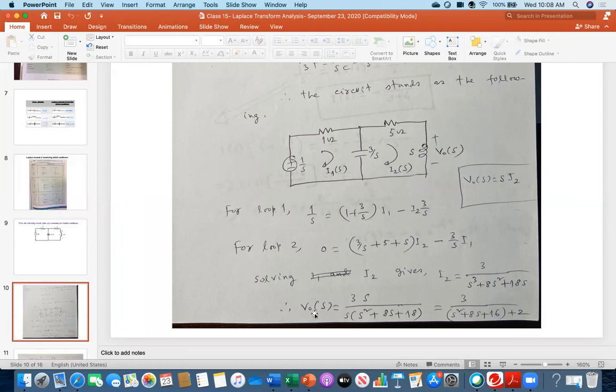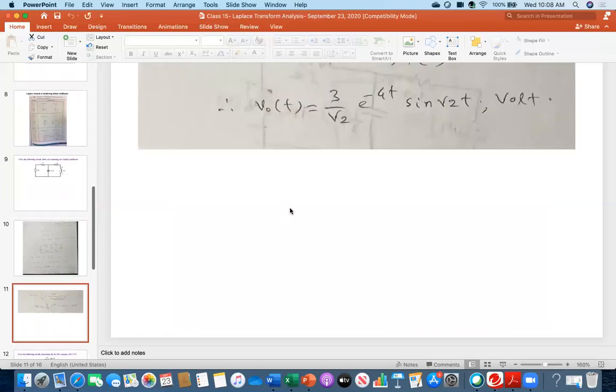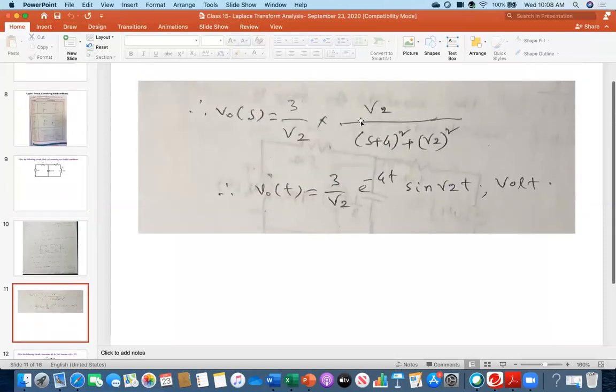And then from there, I am calculating V0. So this is V0, that current multiplied by the s. I got this one, but this is in the Laplace domain. You have to express it in the time domain. That's why you see in the next slide, I have converted into the time domain with the help of inverse Laplace transformation. So finally I got this result. My result is 3 over root 2 e to the power minus 4 to sine of root 2t.